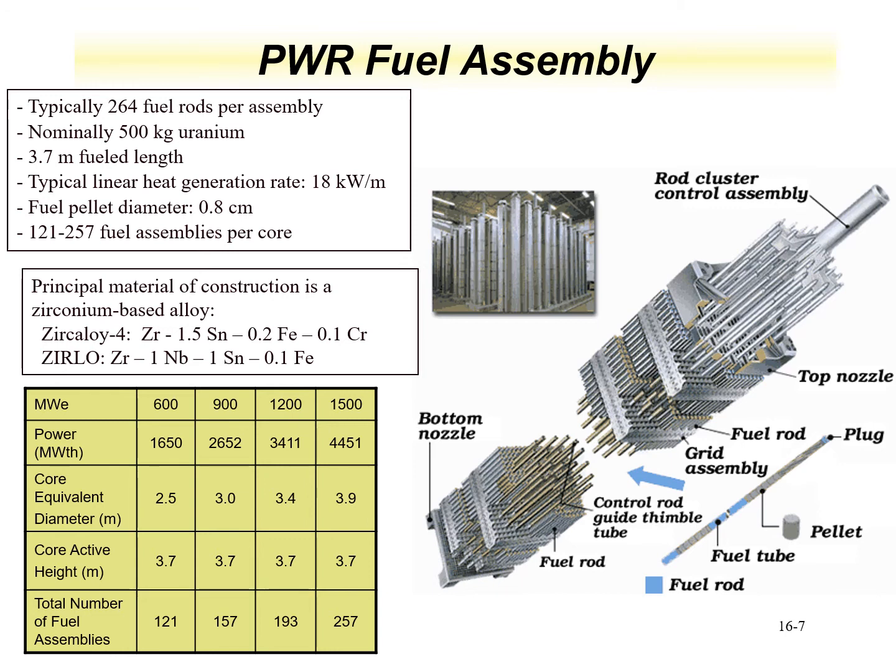The core of these reactors are shown here. The diameters are on the order of 2.5 to 4 meters, and there's around 250 fuel rods per assembly, and the total number of assemblies per reactor can vary from 120 to around 250.